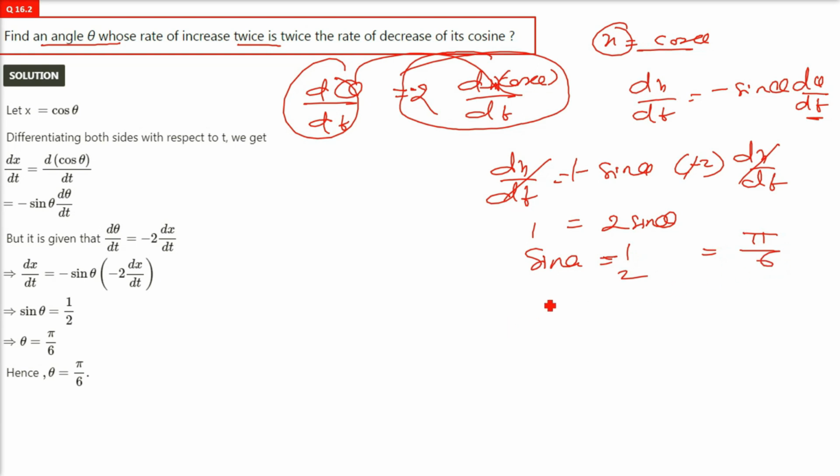It is going to be pi by 6. Theta is pi by 6. For this, all the conditions given in the question hold.